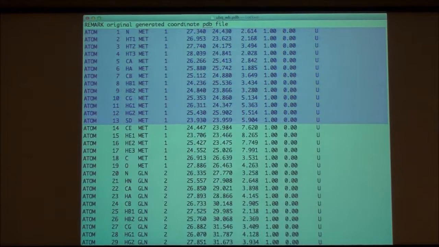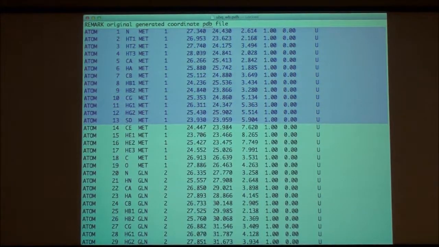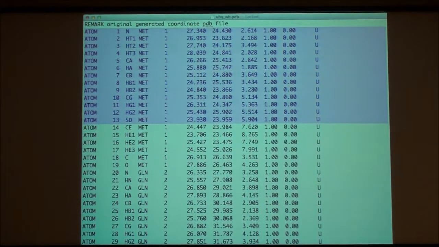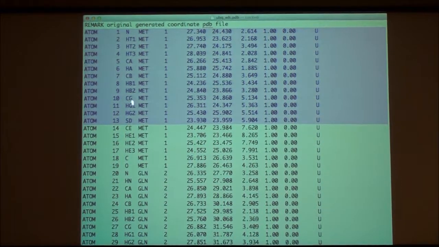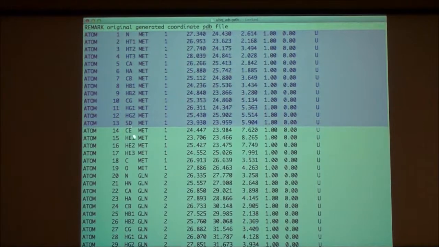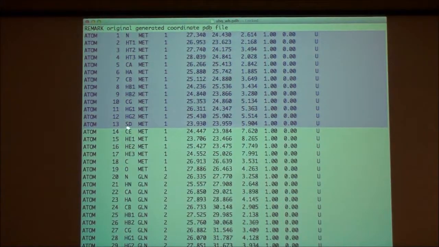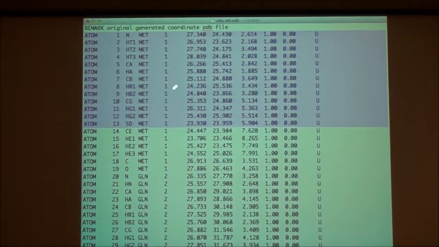For each atom in a PDB file, you have the XYZ coordinates of the atom. You have the residue it is associated with, and you have the atom names. These don't have any chemical meaning. We only know that there is a methionine residue in this protein that has atom names of this sort, and these are the positions of those particular atoms.